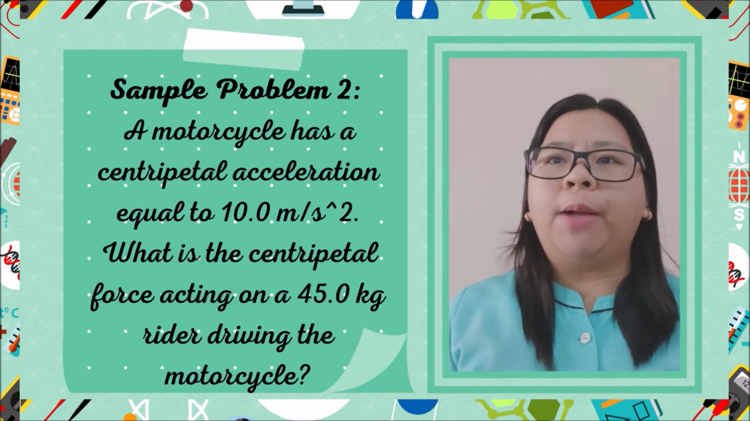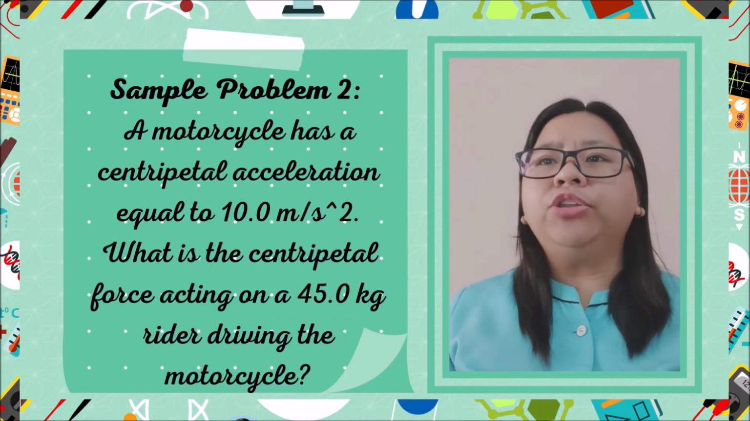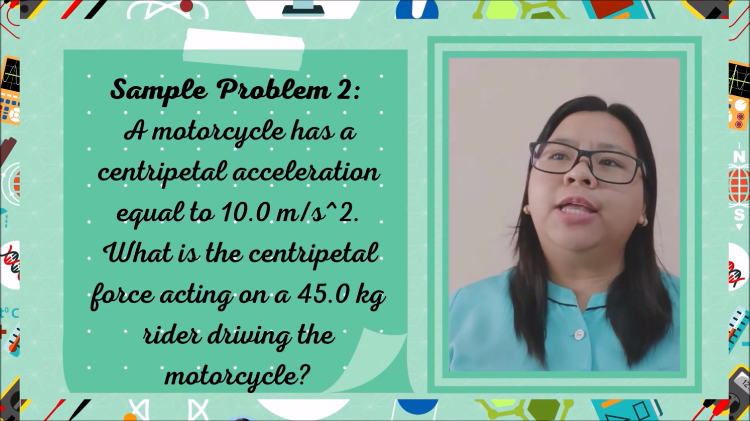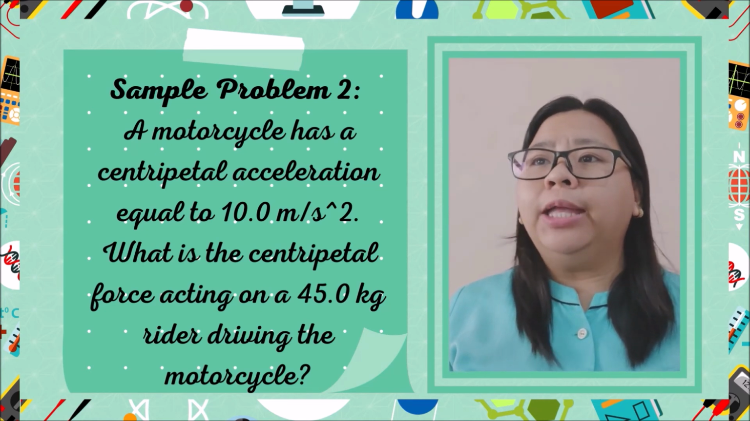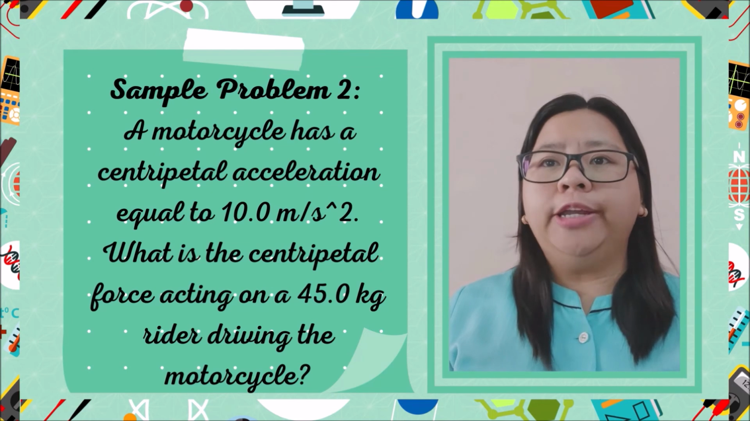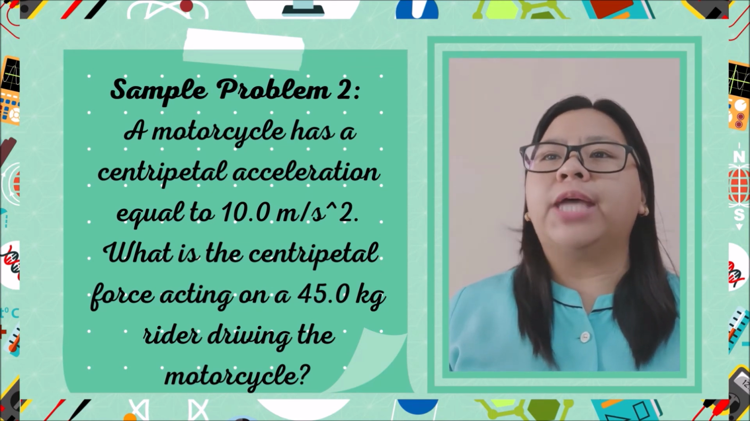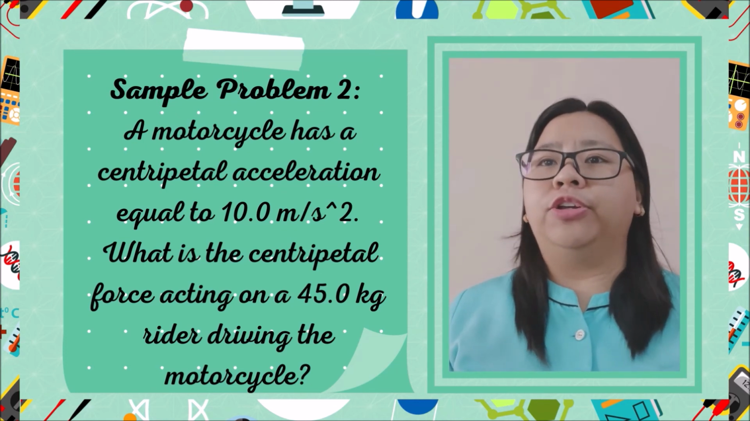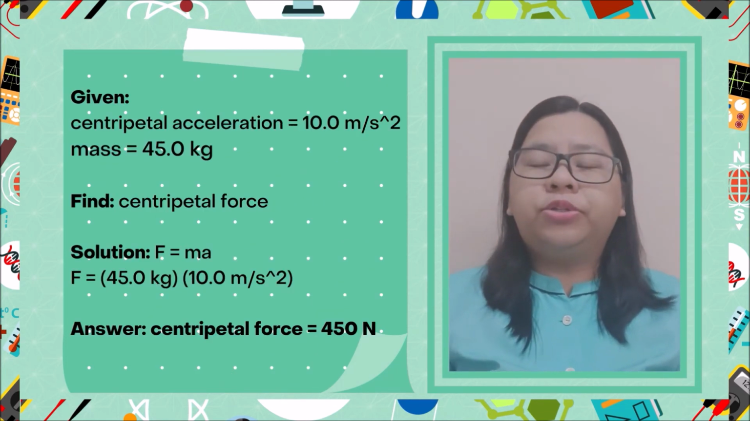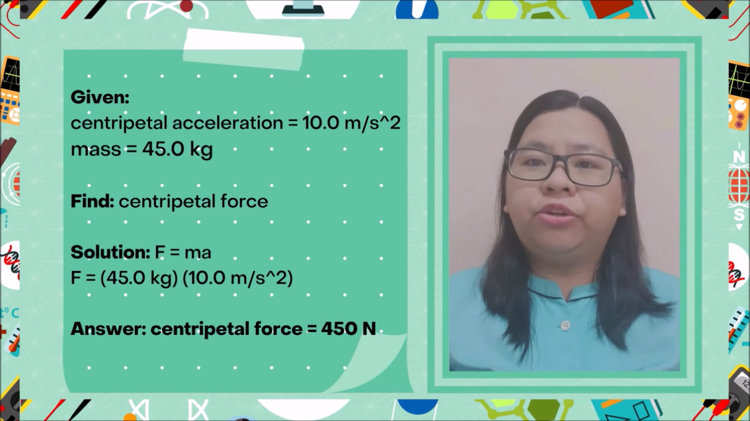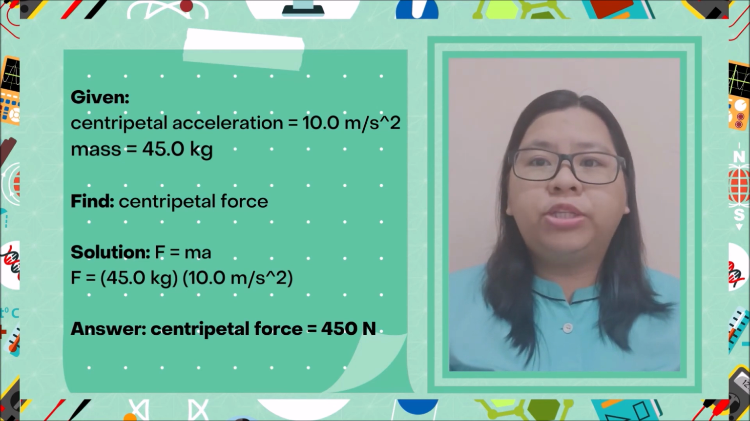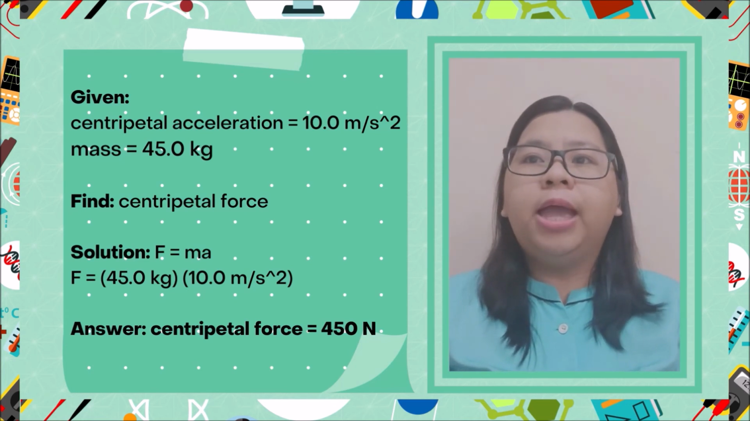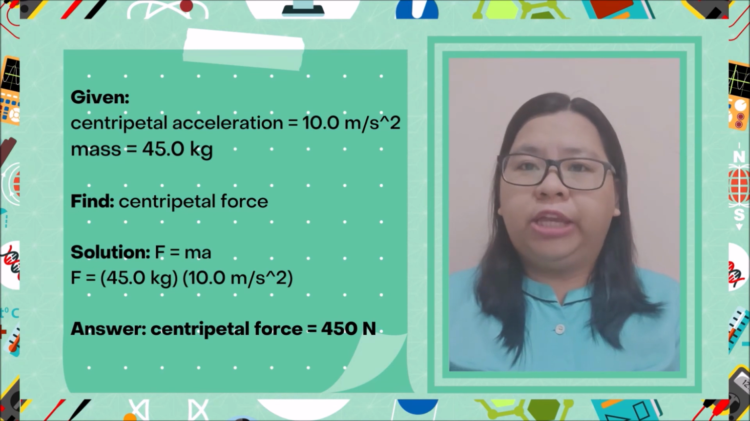Let's have word problem number 2. A motorcycle has a centripetal acceleration equal to 10 meter per second squared. What is the centripetal force acting on a 45 kilogram rider driving the motorcycle? So as you can see, the centripetal acceleration is already given, which is 10.0 meter per second squared, and the mass, which is 45 kilograms.